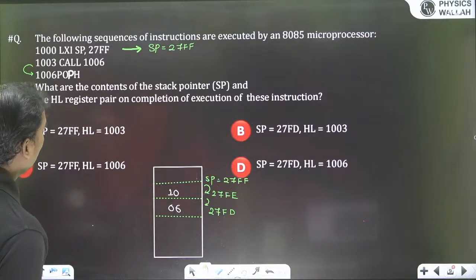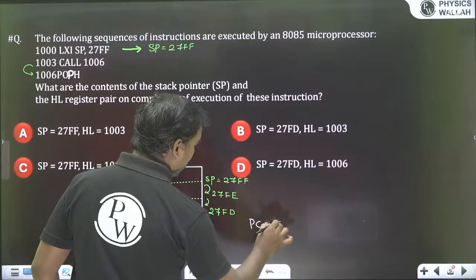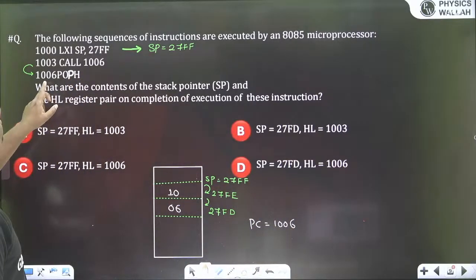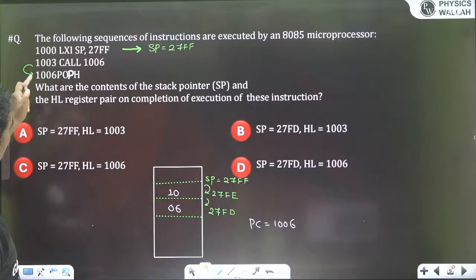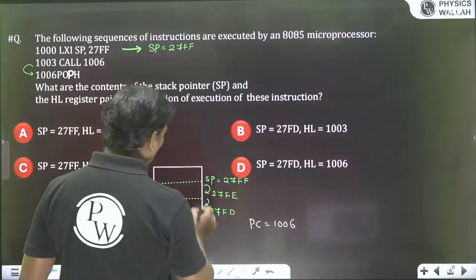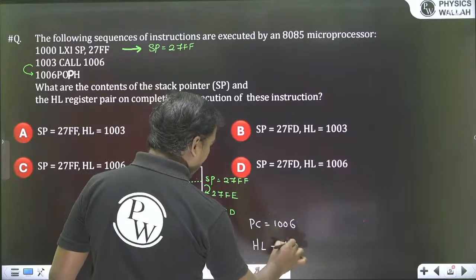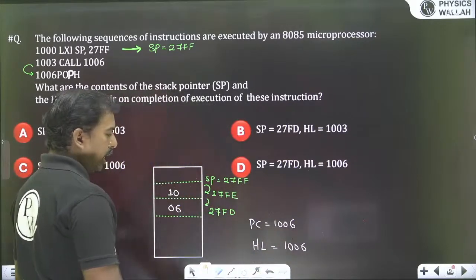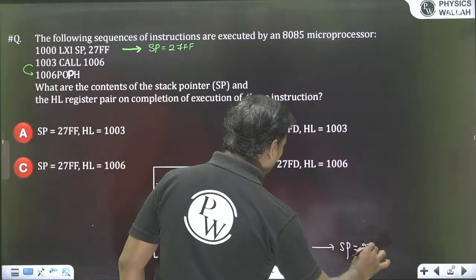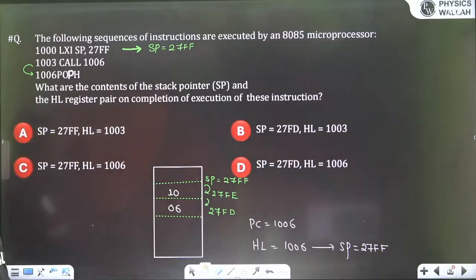Then what happens? PC will be jumping to 1006. PC will become 1006 in the next step. And what is there in 1006? 1006 has POP H. So POP H means what? Whatever the contents are, HL will become 1006, and the stack pointer will be incremented. Stack pointer will become 27FF again. So after one push and one pop, the stack pointer remains the same.